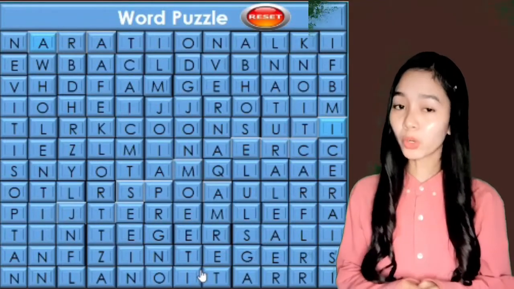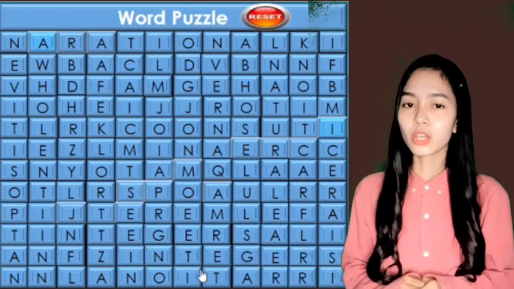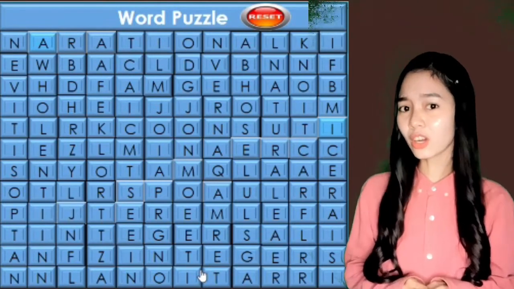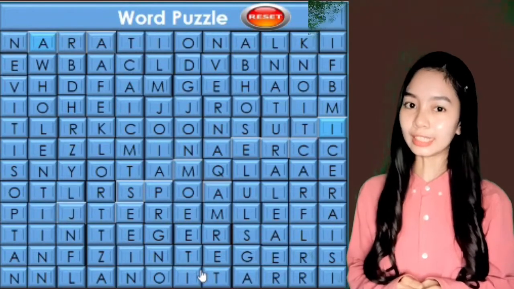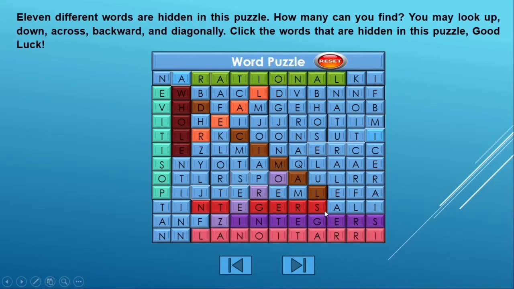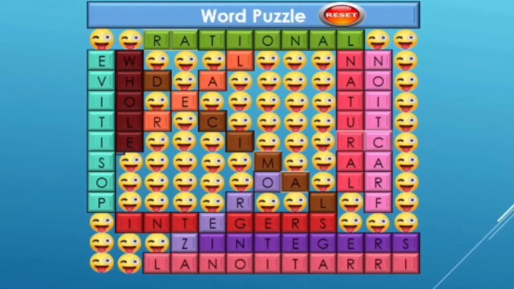I have here a word puzzle. Having 11 different words hidden in this puzzle. So, how many can you find? You may look up, down, across, backward, and diagonally. Good luck! From the puzzle that you have answered earlier, recall the different terms you encountered including the set of real numbers. And together, let us determine the various subsets.